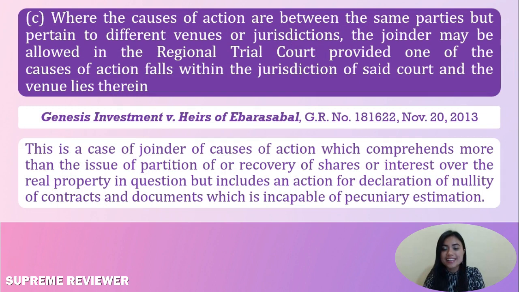The third condition for a valid joinder of causes of action is that where the causes of action are between the same parties but pertain to different venues or jurisdictions, the joinder may be allowed in the regional trial court provided one of the causes of action falls within the jurisdiction of said court and the venue lies therein. In one case, the Supreme Court held that it is true that one of the causes of action of respondents pertains to the title, possession, and interest of each of the contending parties over the contested property, the assessed value of which falls within the jurisdiction of the MTC. However, a complete reading of the complaint would readily show that, based on the nature of the suit, the allegations therein, and the reliefs prayed for, the action is within the jurisdiction of the RTC.